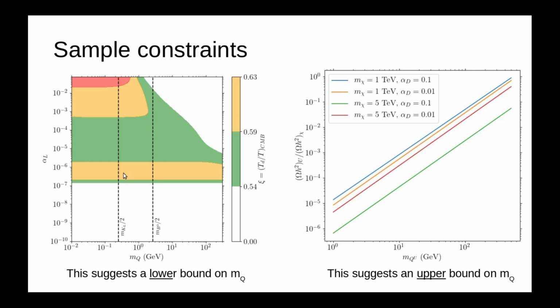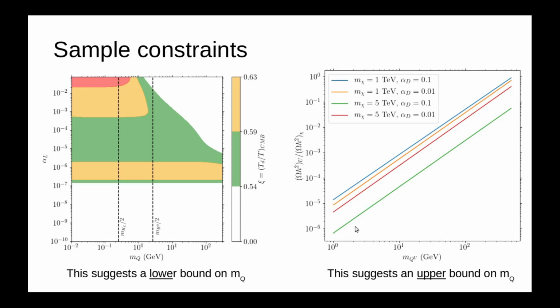So as an example, if I take the portal coupling to be 10 to the minus 3, and if we can tolerate the 1 sigma limit, then the dark quark mass can be at least 2 GeV. So this plot over here suggests that for a given portal coupling, we have a lower bound on MQ.